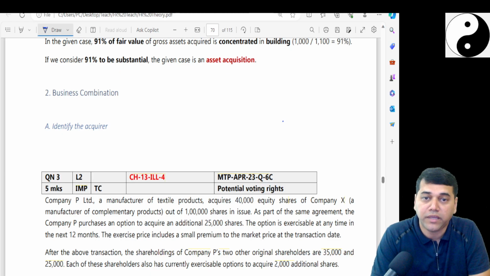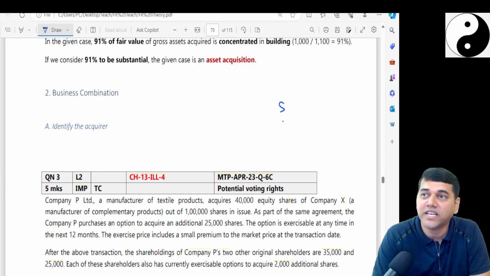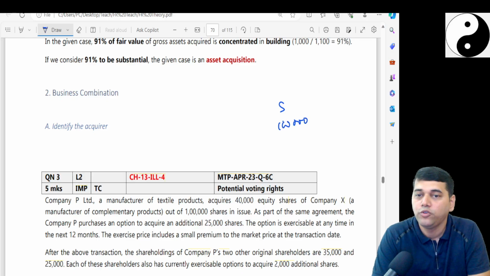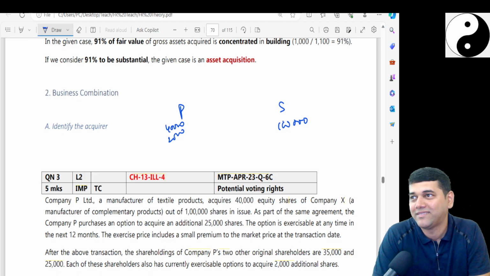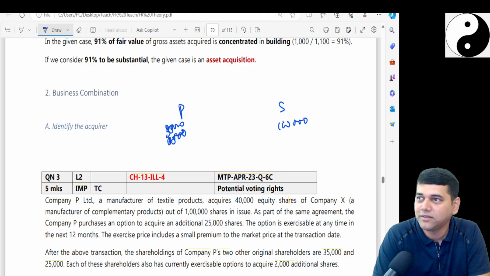First of all, you tell me, S is there. What is the share capital of S? 1 lakh shares. You have got P Limited. What is the share capital of P? P is having 40,000 plus 25. P has got 35, 25. Then only this much. Now who acquired whom then? Then P went and acquired S.